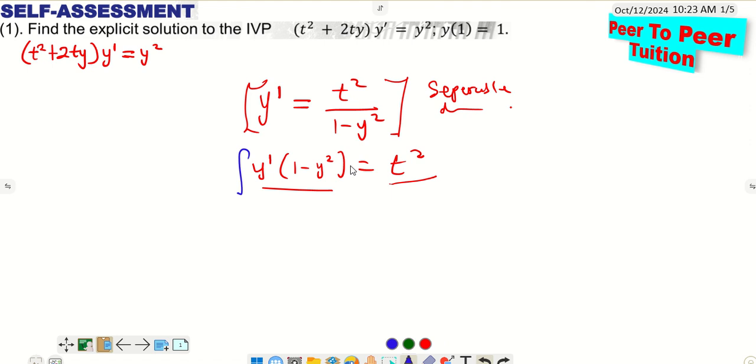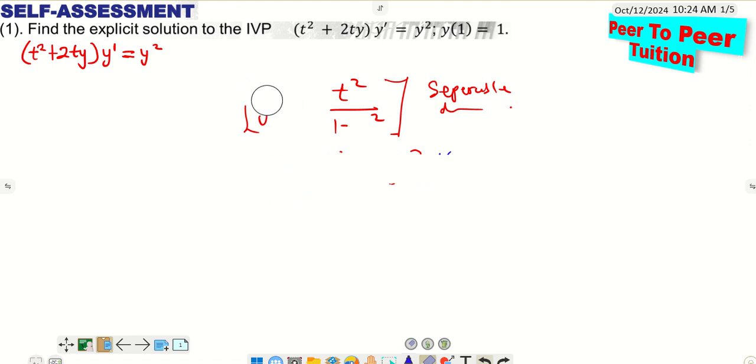Once we are able to separate it like this, the next thing to do is to integrate this part with respect to y. Then we also integrate this with respect to t. Then we can make y the subject, and that becomes the solution. Now let's go back to our question.